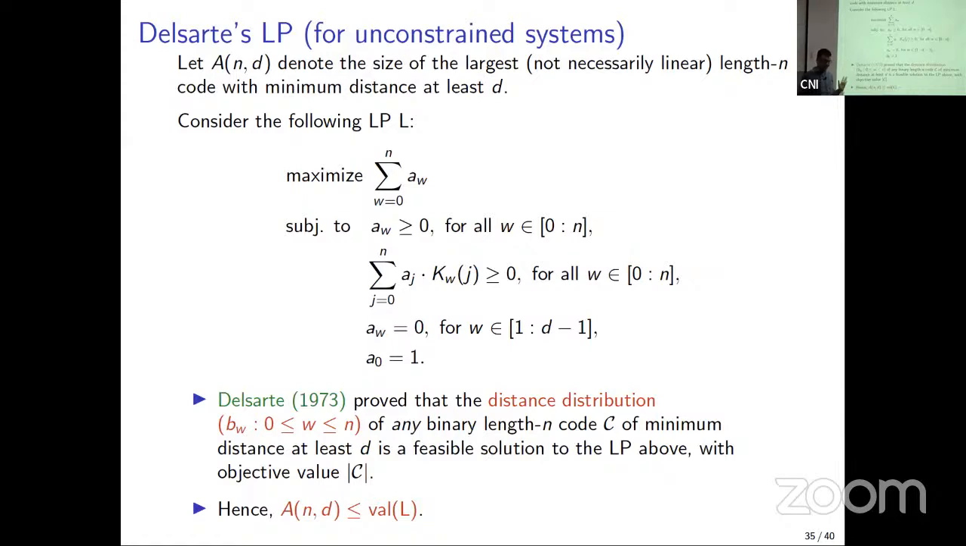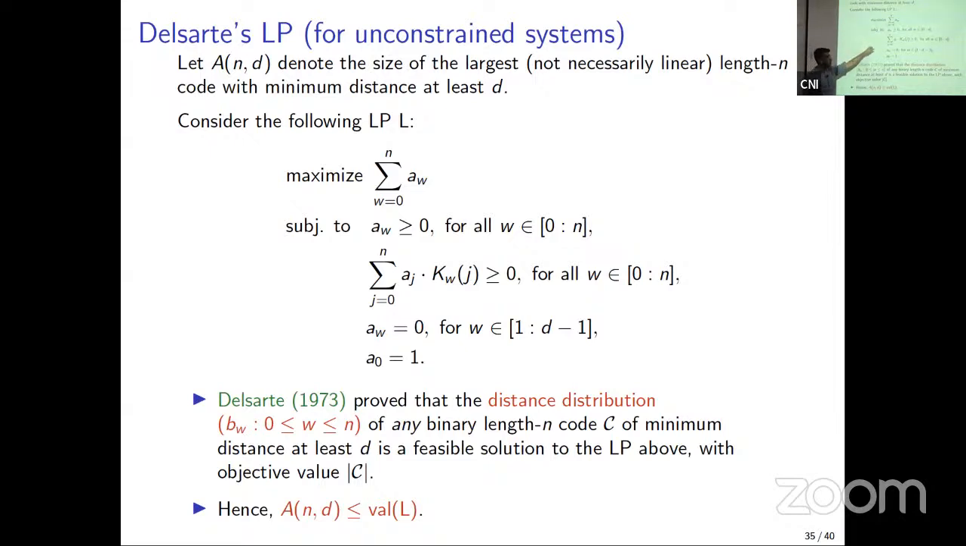This is called Delsarte's linear program for providing upper bounds on the sizes of codes with a given minimum distance. The linear program goes something like this. You have n+1 variables, called A_0, A_1, A_2, up to A_n, and they must respect certain linear constraints. And so the entire thing is a linear program.